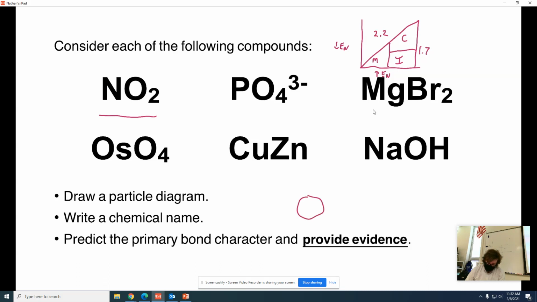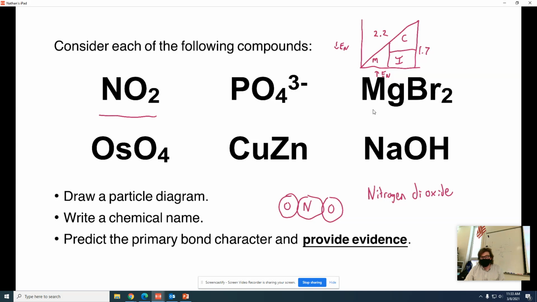NO2, I'm going to start off by drawing my nitrogen. Apologies that my circles aren't perfect. And then there are 2 oxygens, so I'm going to go ahead and draw an oxygen on each side. And boom, I've got my NO2. It should look something like this. If I wanted to come up with a name, I could look back and I could say, okay, nitrogen's a nonmetal, oxygen's a nonmetal. I should use my molecular naming rules. So I can call this nitrogen dioxide.